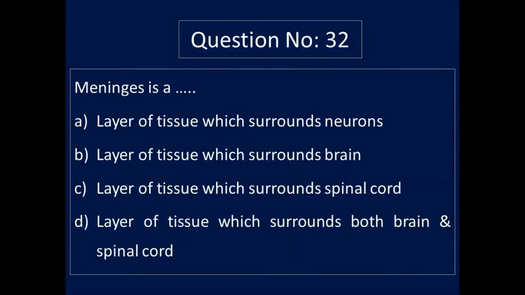32nd question. Meninges is a dash. Option A, layer of tissue which surrounds neuron; B, layer of tissue which surrounds brain; C, layer of tissue which surrounds spinal cord; and option D, layer of tissue which surrounds both brain and spinal cord. The right answer to this question is option D, layer of tissue which surrounds both brain and spinal cord.